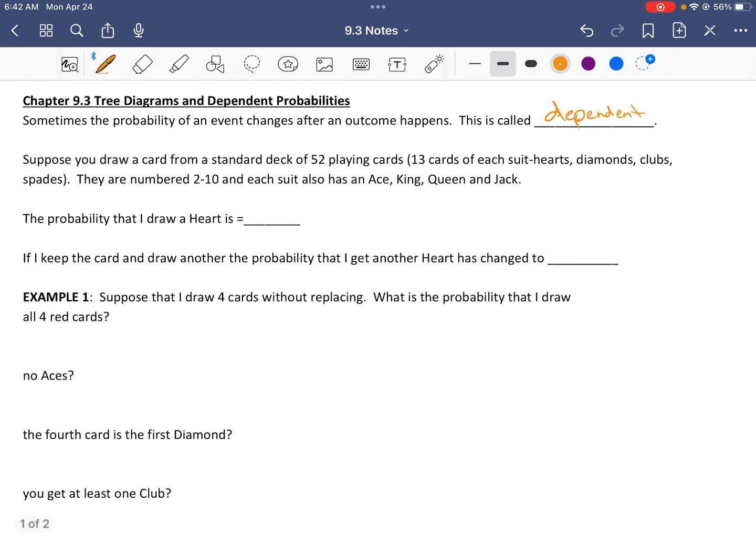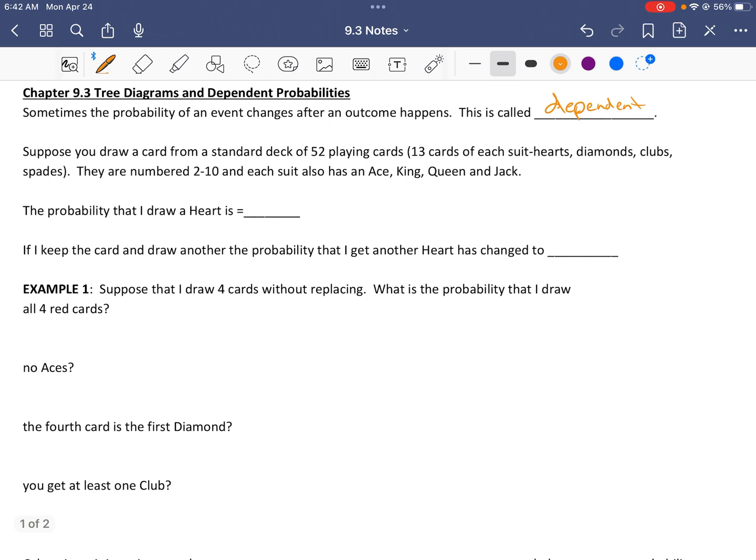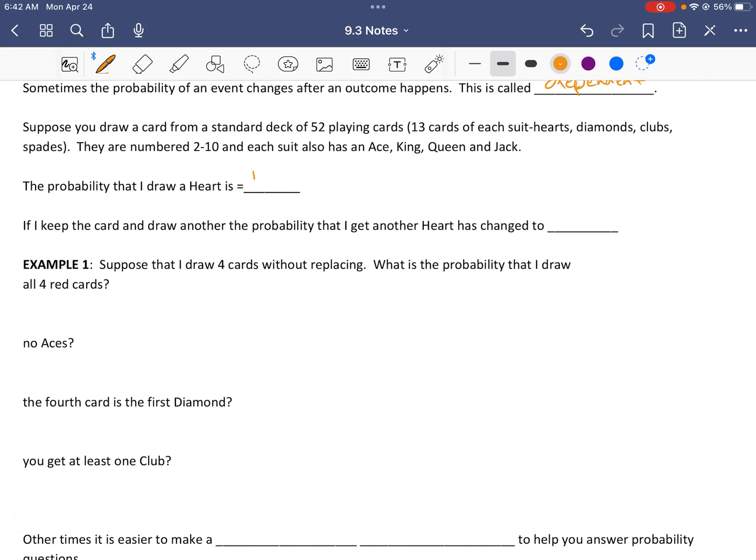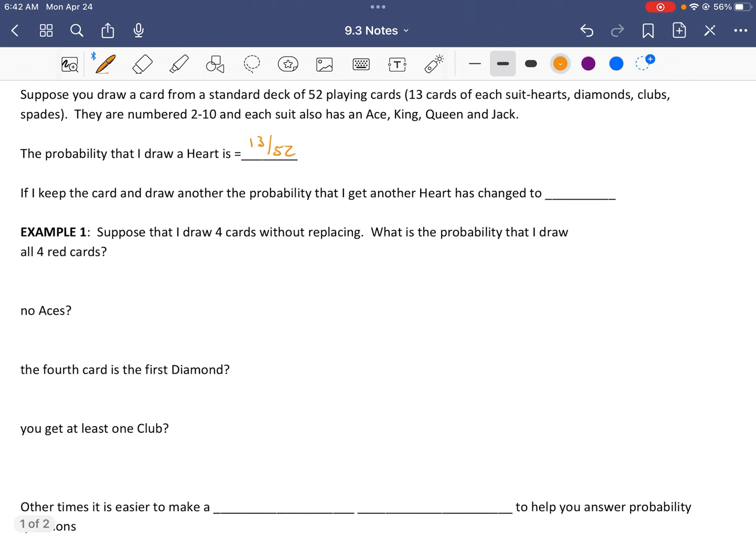Suppose you draw a card from a deck of cards. They're numbered 2 through 10. Each suit has an ace, king, queen, and jack. First, the probability that I draw a heart? Well, a fourth of them were hearts, so 13 out of 52. If I keep the card and draw another, the probability that I get another heart has changed. There's only 12 hearts left, and then there's only 51 total, so 12 out of 51.